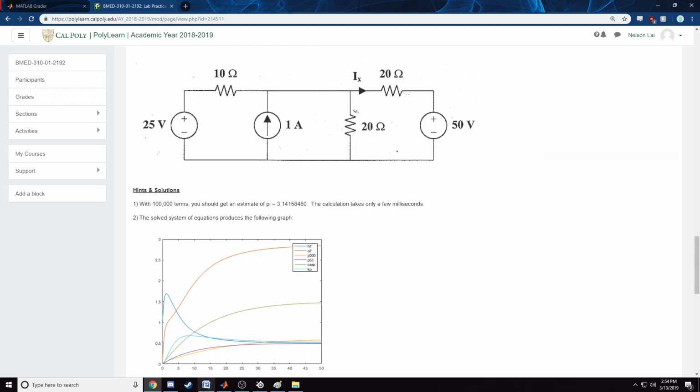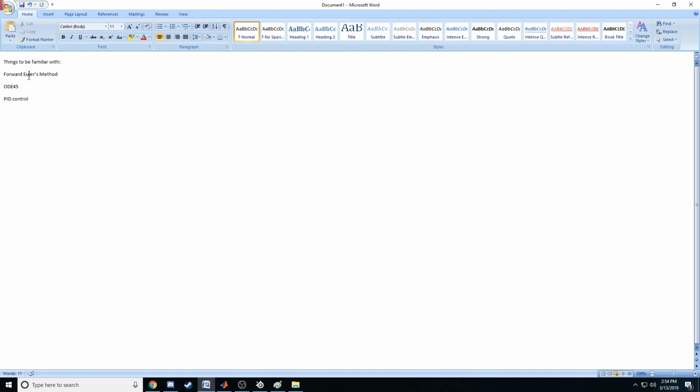Okay. Notes about the final. Things to be familiar with: Forward Euler's method, definitely. ODE45, simple use, single differential equation. PID control, like lab 7, implementing PID control and using it with Euler's method. That's really important. This has some subnotes: understanding how to calculate an error term, and understanding how to define that term's integral representation and derivative representation numerically. That's really important.